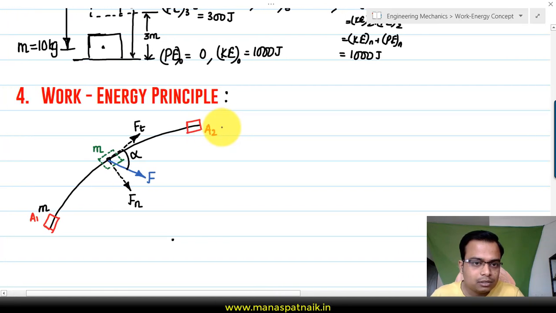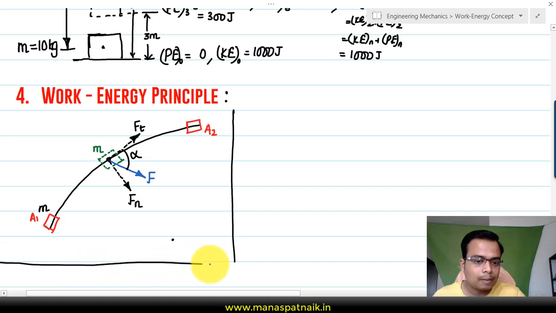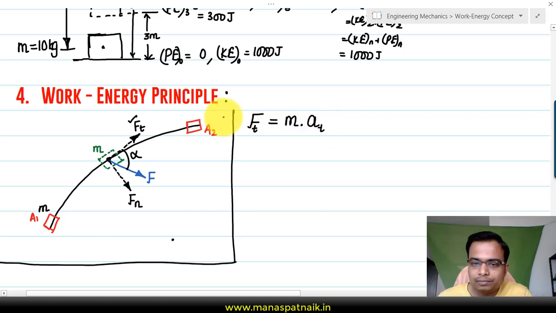Now from the definition of Newton's second law, we can write F equals m, that is the mass of the particle, times acceleration. Let's say we are interested in this force Ft, the tangential force. So Ft is going to be equal to the mass times the tangential acceleration, right?